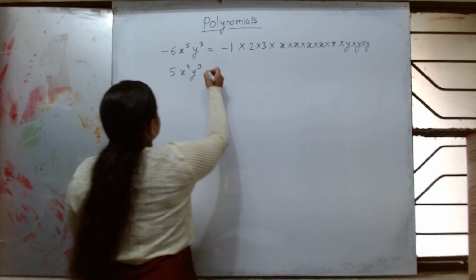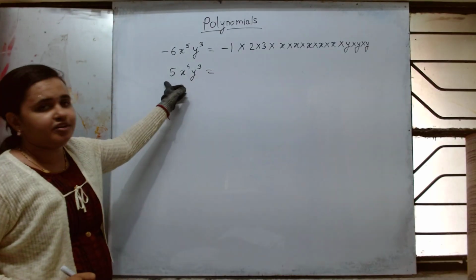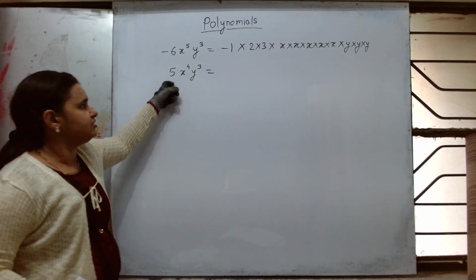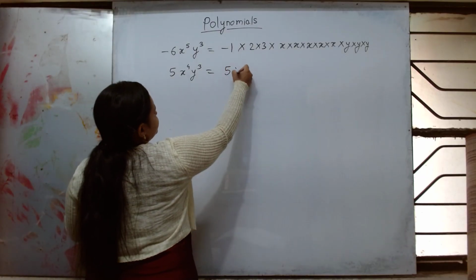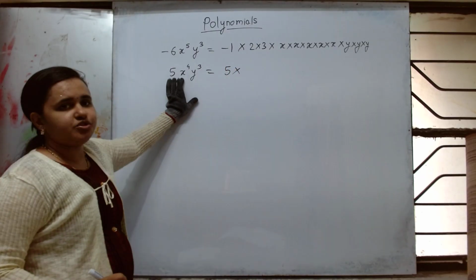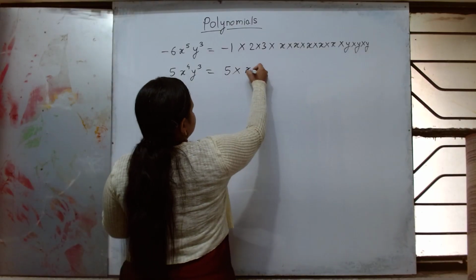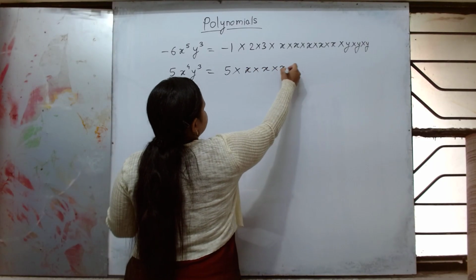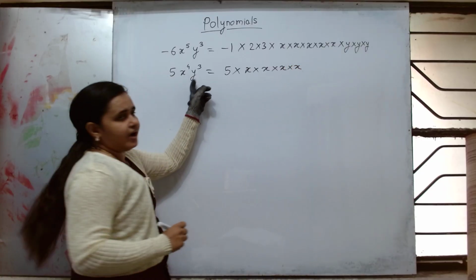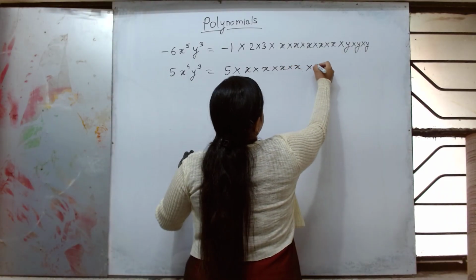Now for the second, 5 is a prime number, so there will be no factors. 5 will be written as it is. x to the power 4, so we will write x 4 times. And y cube means y 3 times.